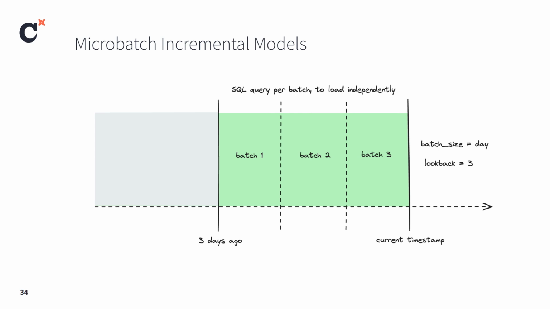And that's where the new microbatch incremental strategy comes in. They can easily break up these massive data sets into smaller bite-sized batches that dbt processes individually. And this makes the workflow for updating these large models much faster, more reliable, and much easier to manage.